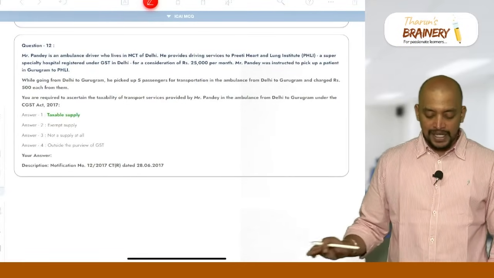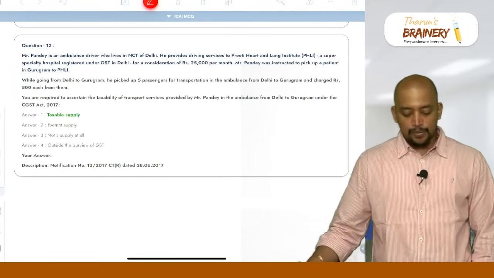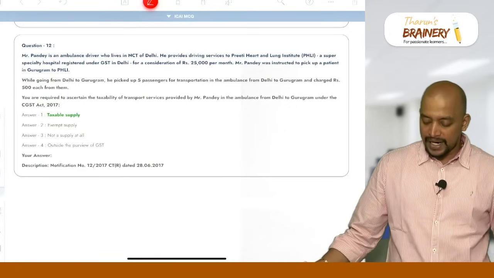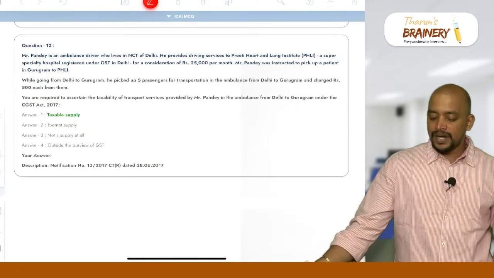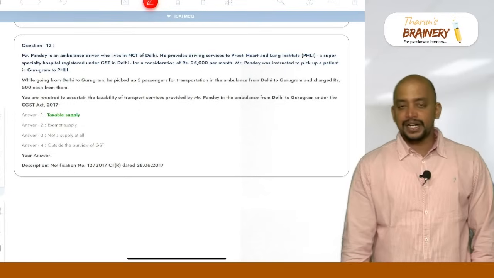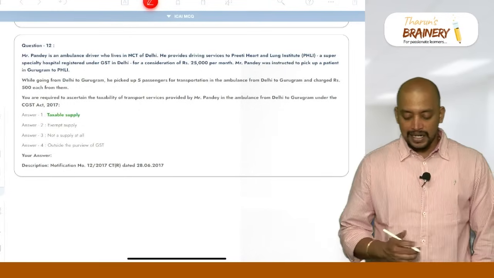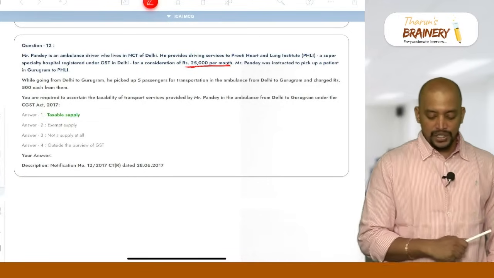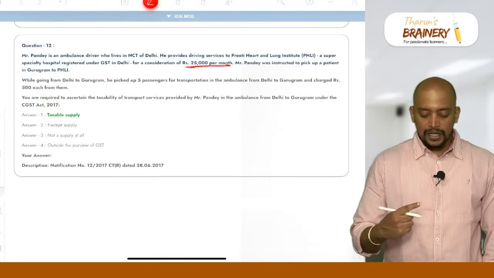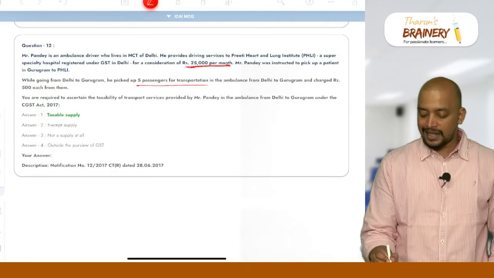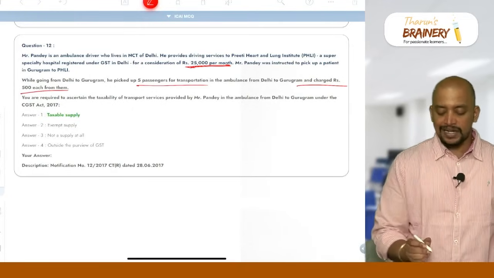Then question number 12. Mr. Pandey is an ambulance driver who lives in NCT of Delhi. He provides driving services to Preeti Heart and Lung Institute, a super specialty hospital registered under GST in Delhi, for a consideration of 25,000 per month. Pandey was instructed to pick up a patient to PHLA. While going from Delhi to Gurugram, he picked up 5 passengers in the ambulance and charged rupees 500 each.